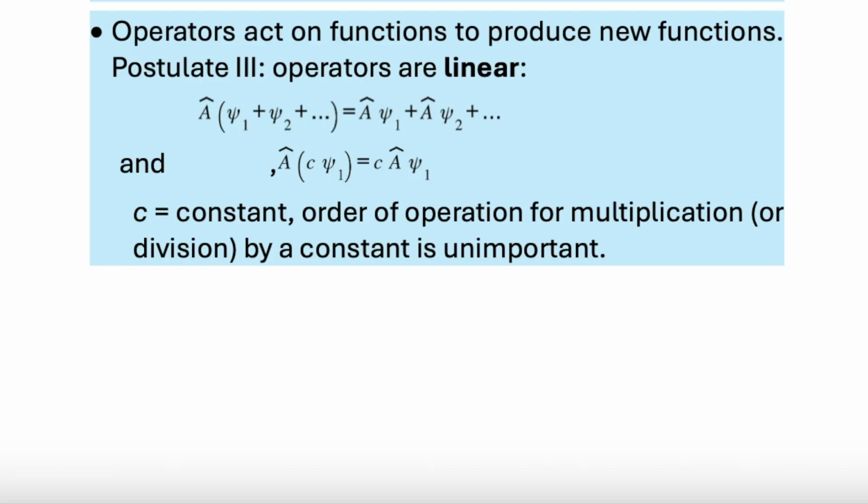Operators act on functions to produce new functions. So postulate 3 said the operators were linear. If they're linear, then what that means is if we have A operating on the sum of wave functions, then that's equal to A operating on each one of those, and then we sum up the results. Likewise, if we multiply by a constant, you don't have to worry about order of operation when you multiply or divide by a constant, right? You can just factor out that C, pull it out of there, and let A work on the wave function.